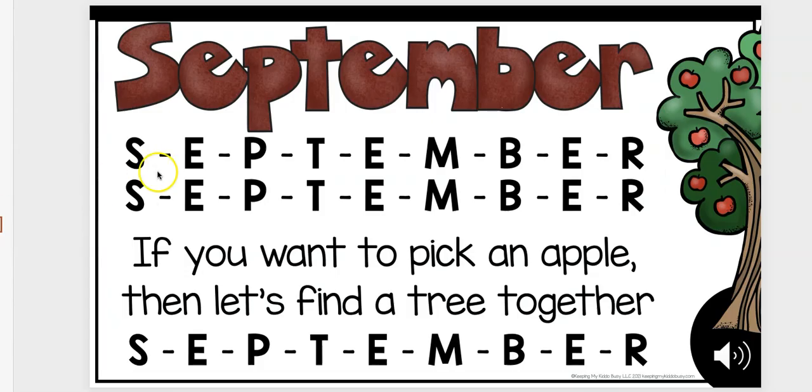Then we sing our September song. This is such a great way to teach students how to spell all the months of the year. There is a song included on every calendar kit. All you do is hover over the sound icon and press play.